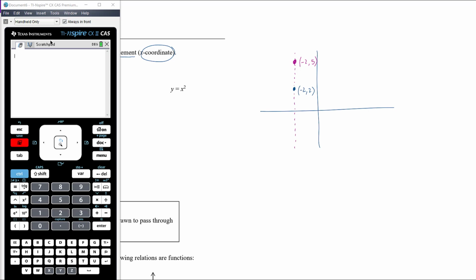When two points have the same x coordinate, it's because they're sitting vertically above each other. If I draw another point over here with the same y coordinate, for example at (3, 2), they don't have the same x coordinate, so that's fine. Those two points would form a function. The issue arises when two points have the same x coordinate, that is, if they're sitting vertically above each other.